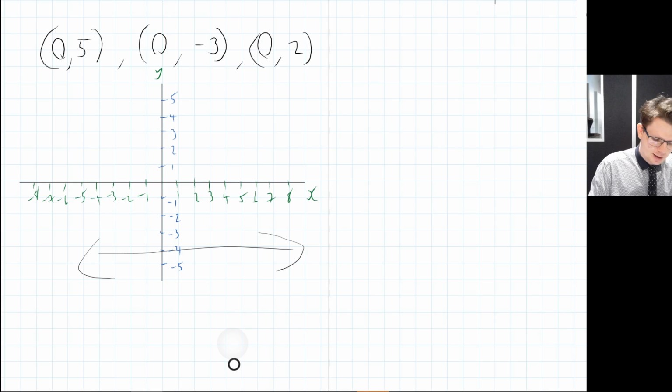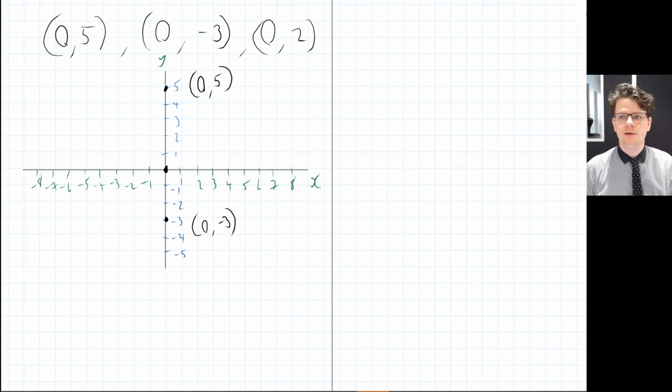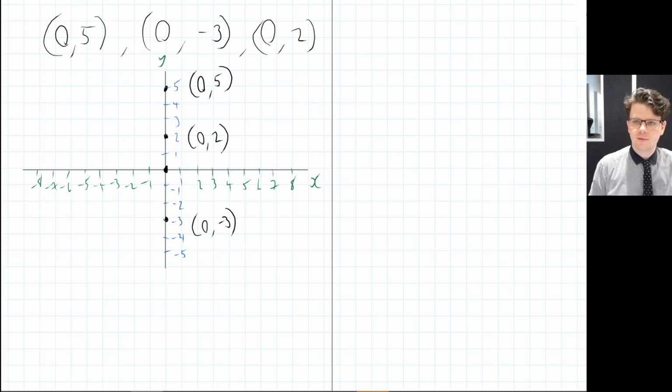What about the next one? 0, -3. Well, where's 0 along my x-axis? Same place. Except this time, instead of going up 5, I'm going to go down 1, 2 to negative 3. So there's 0, negative 3. And the last one, 0, 2. So 0 across, 2 up. So there are my 3 points.